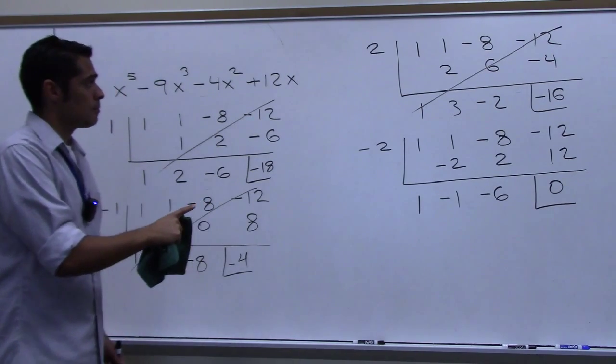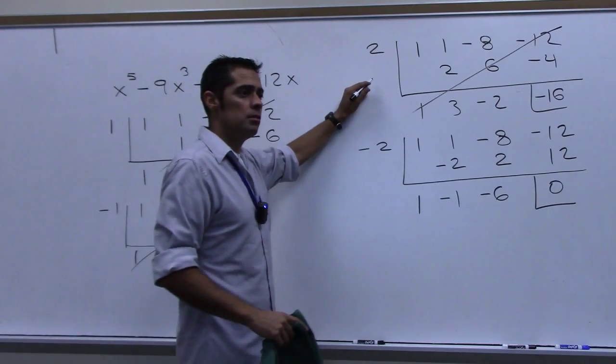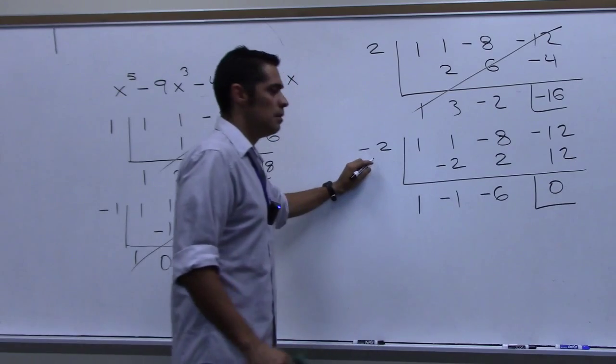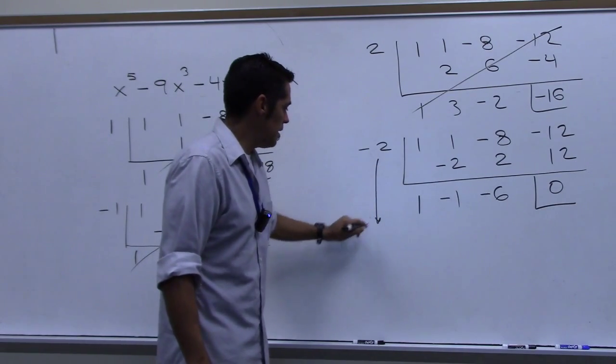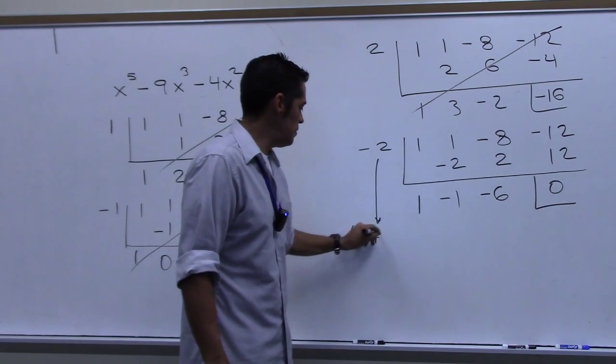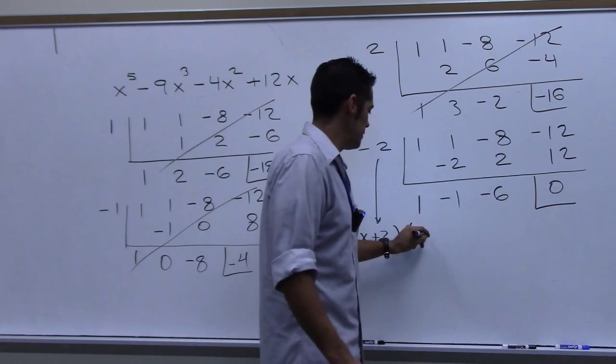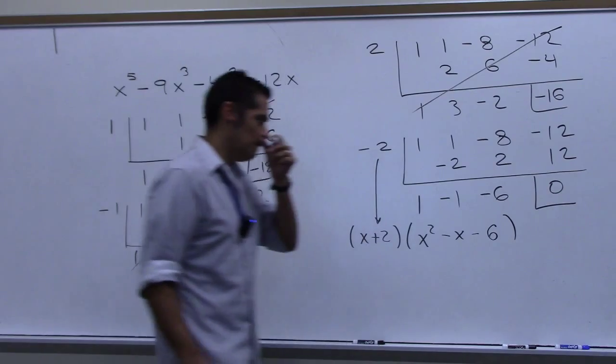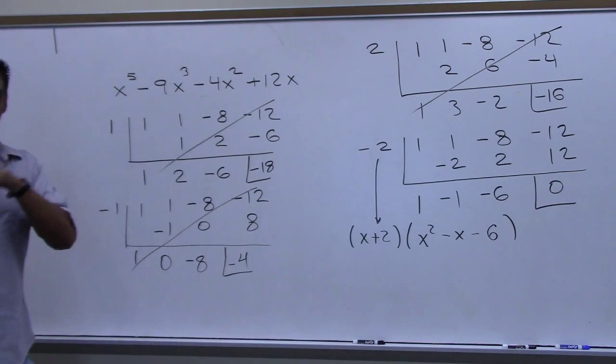Since 2 worked up there. 2 did not work. -2 worked? Oh, yeah. Okay, so this is going to come down and become x plus 2. And then this here factors. Okay, I'll get to that right here. And then that factors: x plus 2, x minus 3.